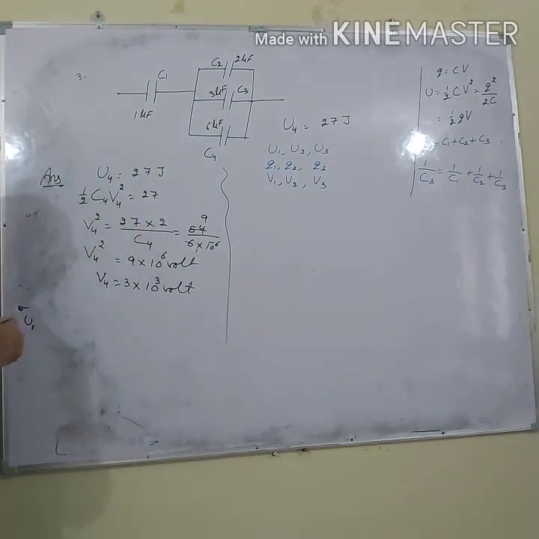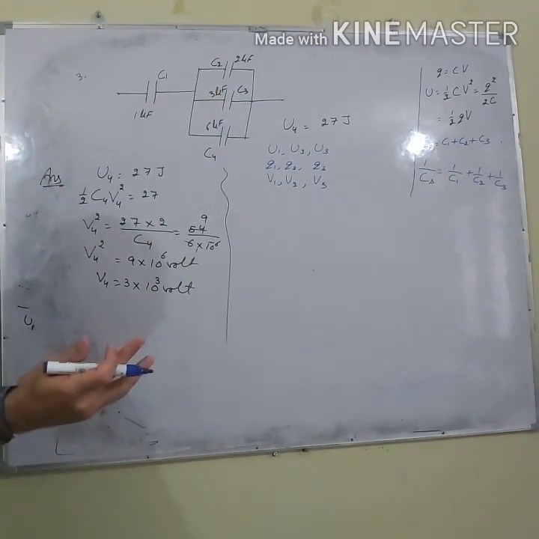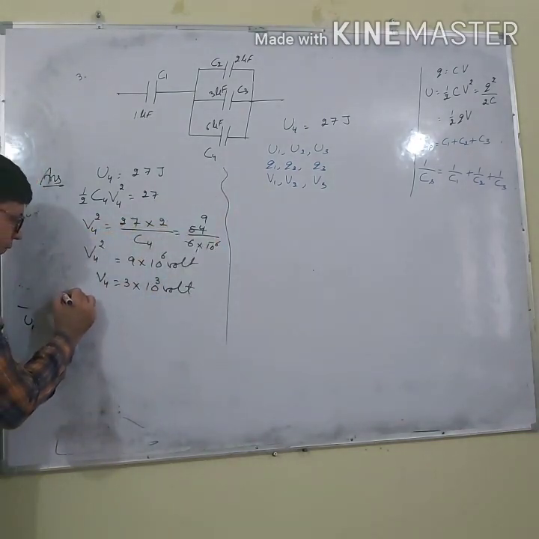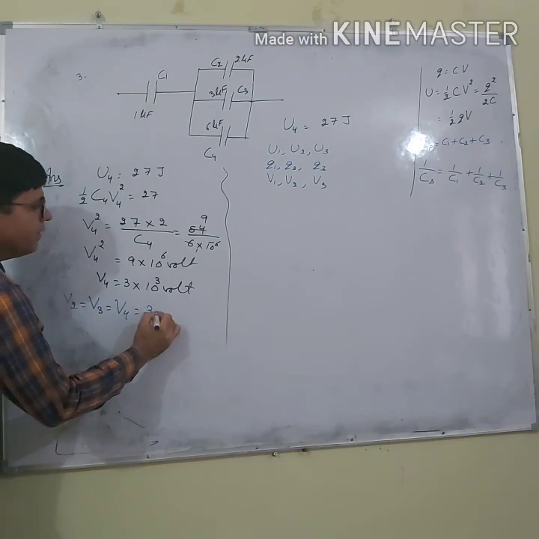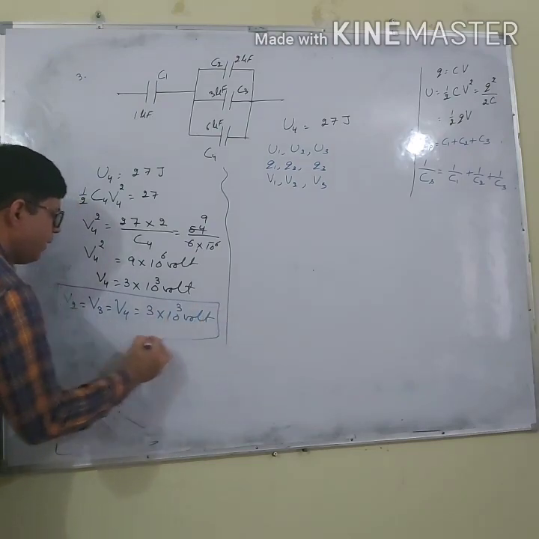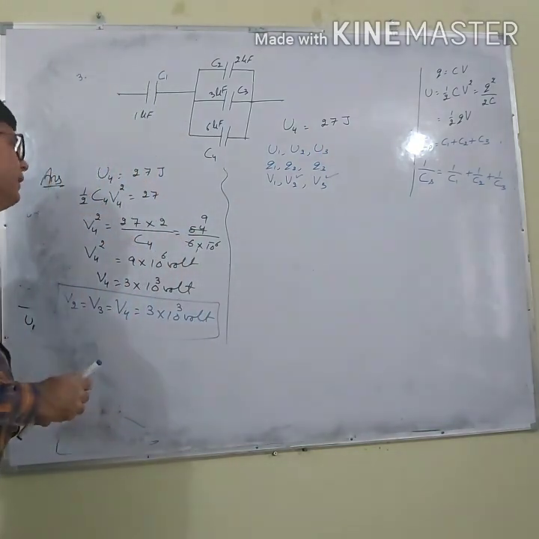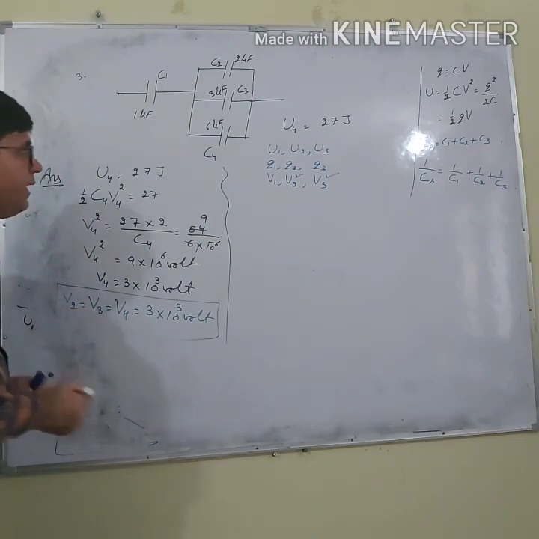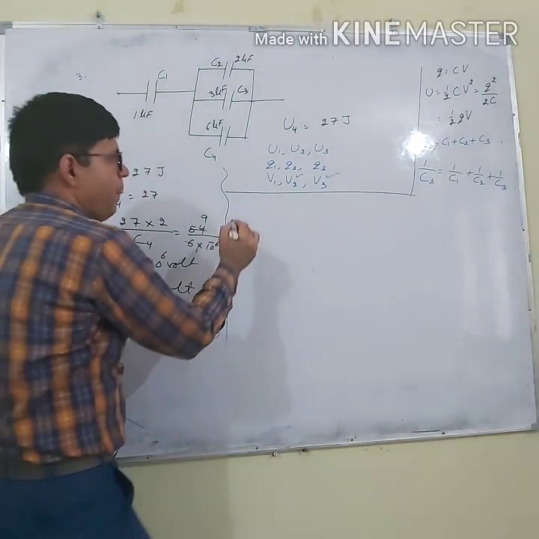Now since C2, C3, C4 are connected in parallel combination, therefore potential will be same. So I can say V2 equals V3, it equals V4. This is 3 into 10 to the power 3 volt. So I think this part is clear. Till now I have V2 and V3 calculated.